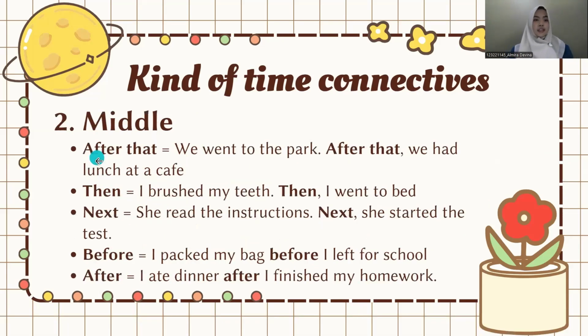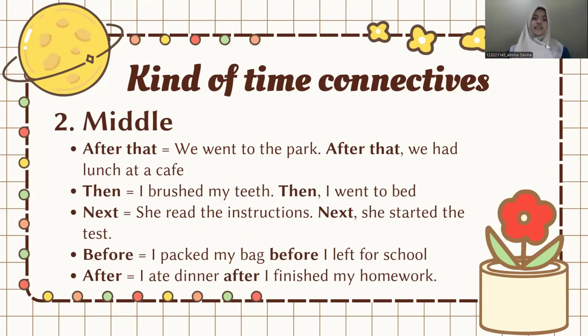Next is middle. There are five words in middle part. The first one is after that, and the example is we went to the park. After that, we had lunch at a cafe. The second one is then. Example, I brushed my teeth, then I went to bed.